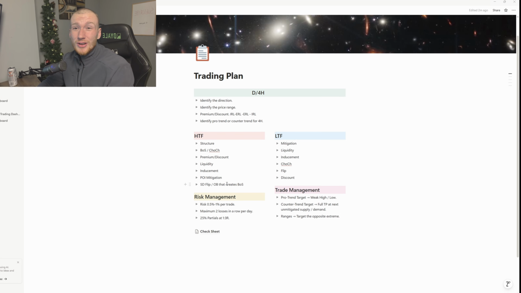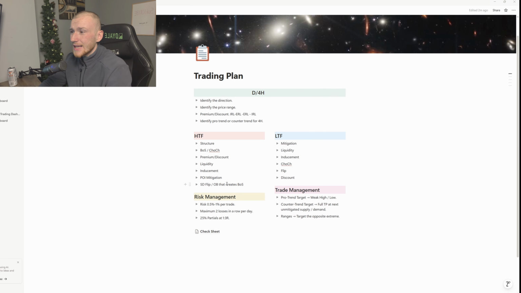POI mitigation, supply and demand flip. So that would be once price breaks structure and gives you a change of character, you drag your demand or supply over and price should come back up to this area, which I do not trade, a supply and demand flip. I do not even trade supply and demand fair value gaps for that matter.